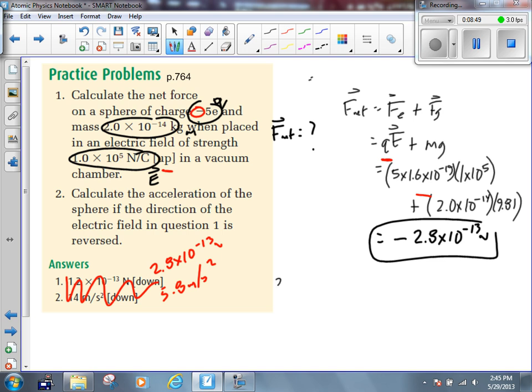Number 2. Here we want to find the acceleration of the sphere if the direction of the field is reversed. So instead of having a field upwards this time, now we've got a field downwards. We're going to start off the same way, though. Fnet is equal to Fe plus Fg. But this time we're going to replace Fnet with m times a because we're looking for the acceleration. The mass we have is still 2.0 times 10 to the negative 14. And we're solving for a.